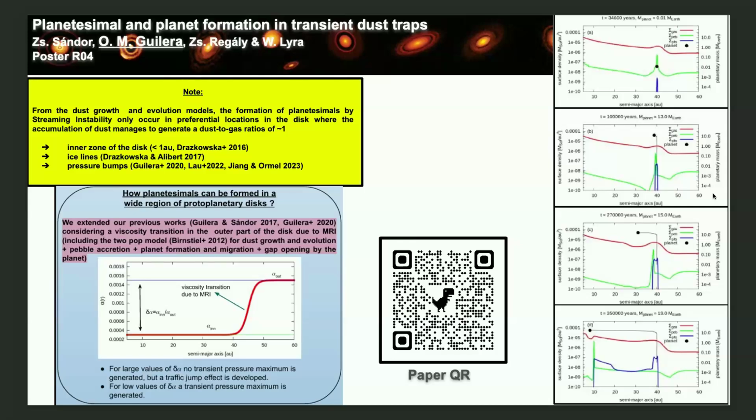But at some point when the pressure maximum vanishes, the planet starts to migrate inward, and it is massive enough to open a pressure gap, and the pebbles are trapped at the outer edge of this pressure gap. And as the planet migrates inward, the conditions for the streaming instability are fulfilled, and planetesimals can form in a very extended region of the protoplanetary disk. And you have there the link to the paper.